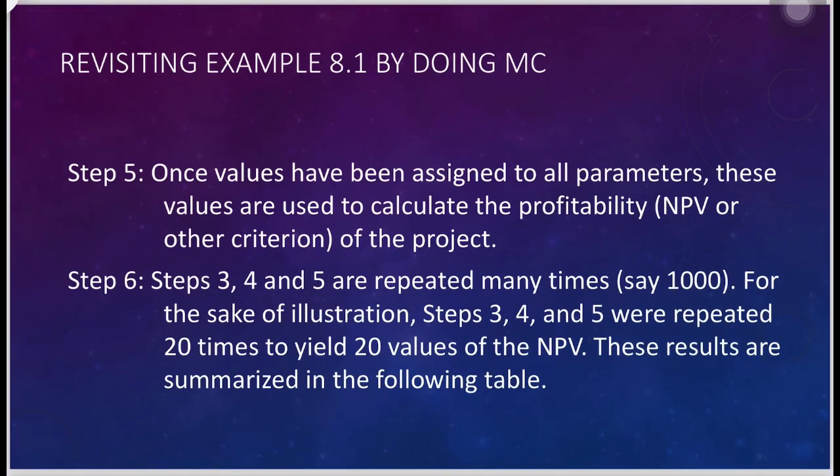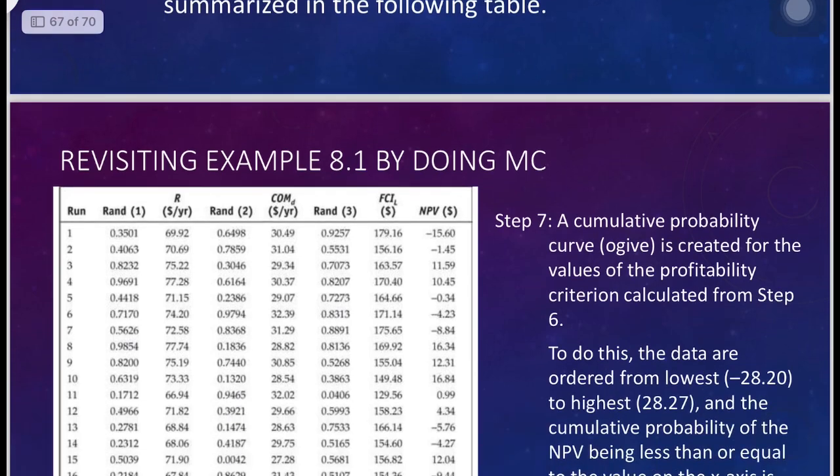Once values have been assigned to all parameters, these values are used to calculate the profitability or the NPV or other criterion of the project. So steps 3, 4, and 5 are repeated many times, usually 1,000. For the sake of illustration, steps 3, 4, and 5 were repeated 20 times to yield 20 values of the NPV. So these results are summarized in the following table.